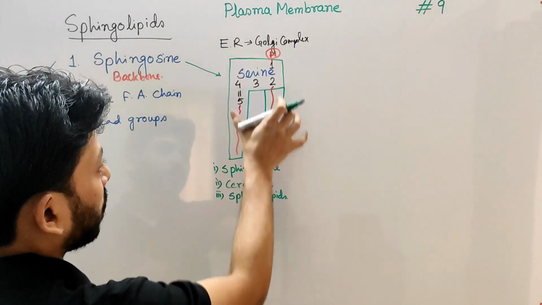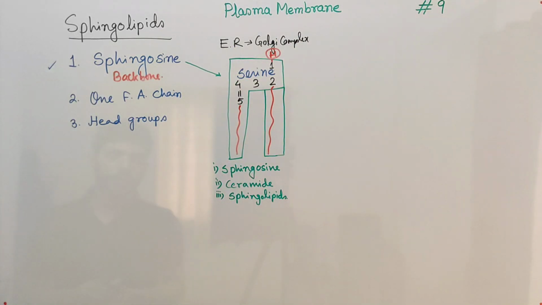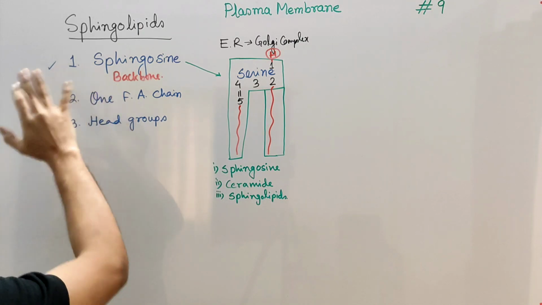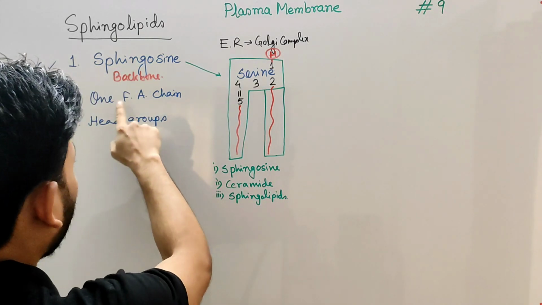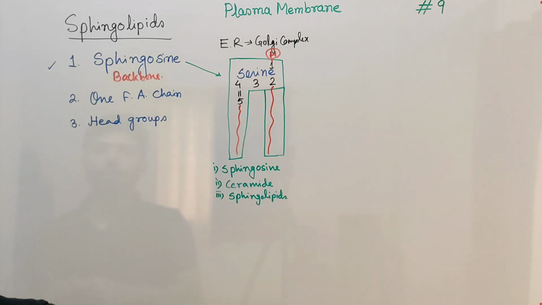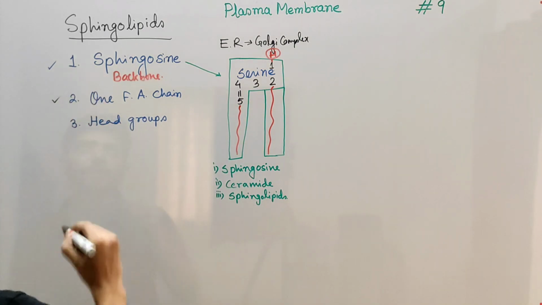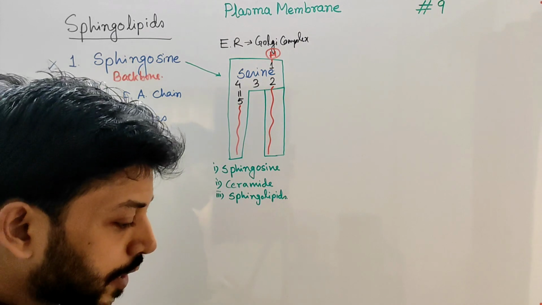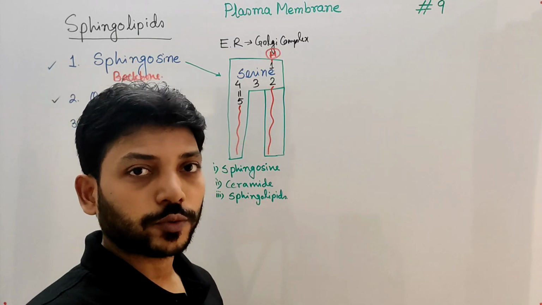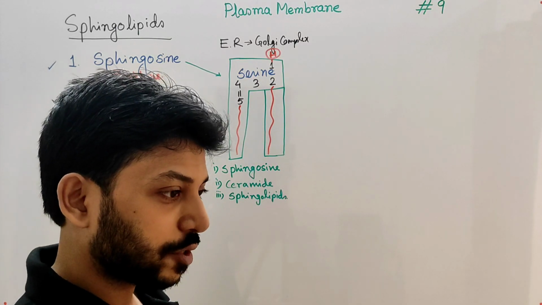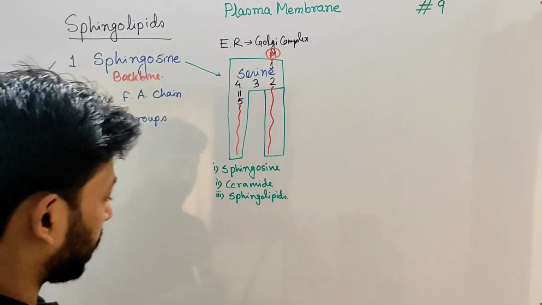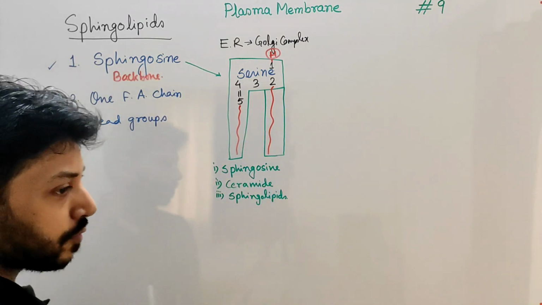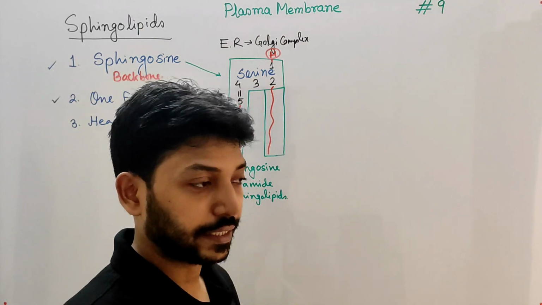So this is the structure of sphingolipids. So I have discussed sphingosine. Now I want to mention some facts about fatty acids. So let's talk about fatty acids in the sphingolipids. In my previous video on phosphoglycerides, I mentioned that phosphoglycerides also contain two fatty acids. Just like these two fatty acids, phosphoglycerides also contain two fatty acids.